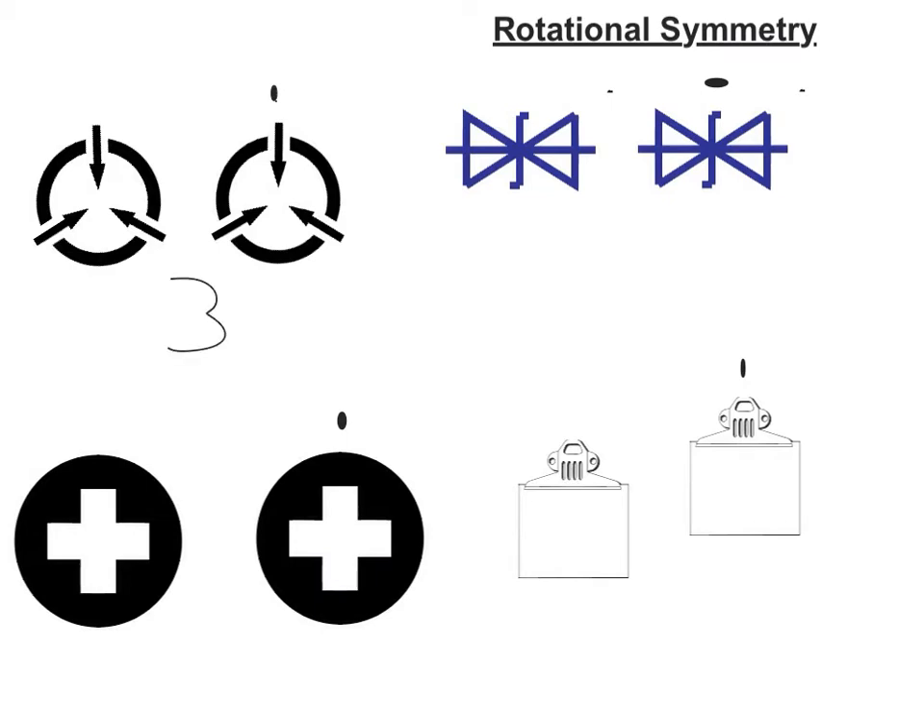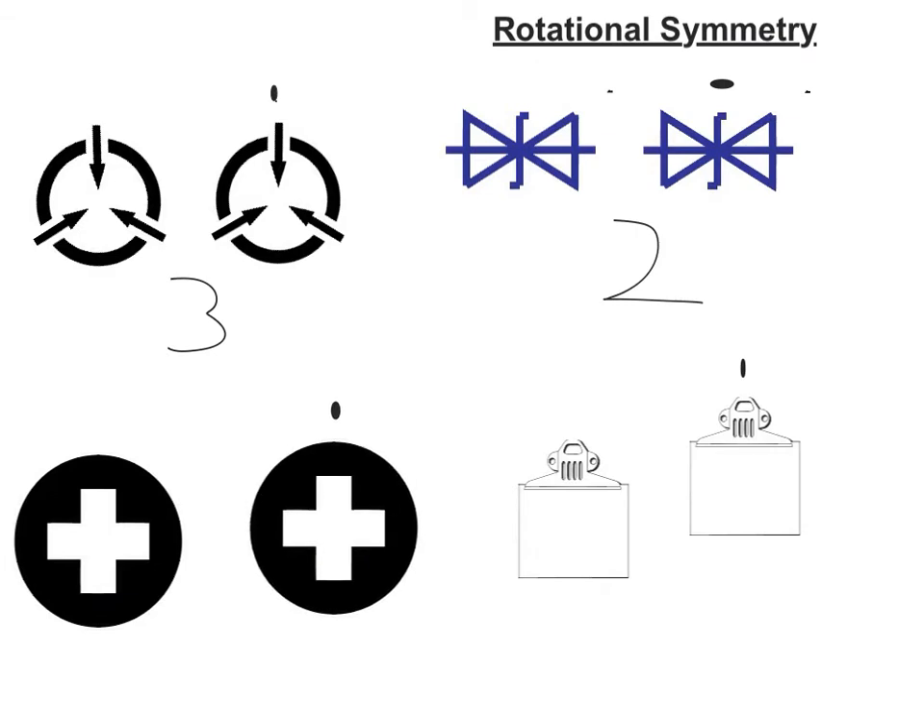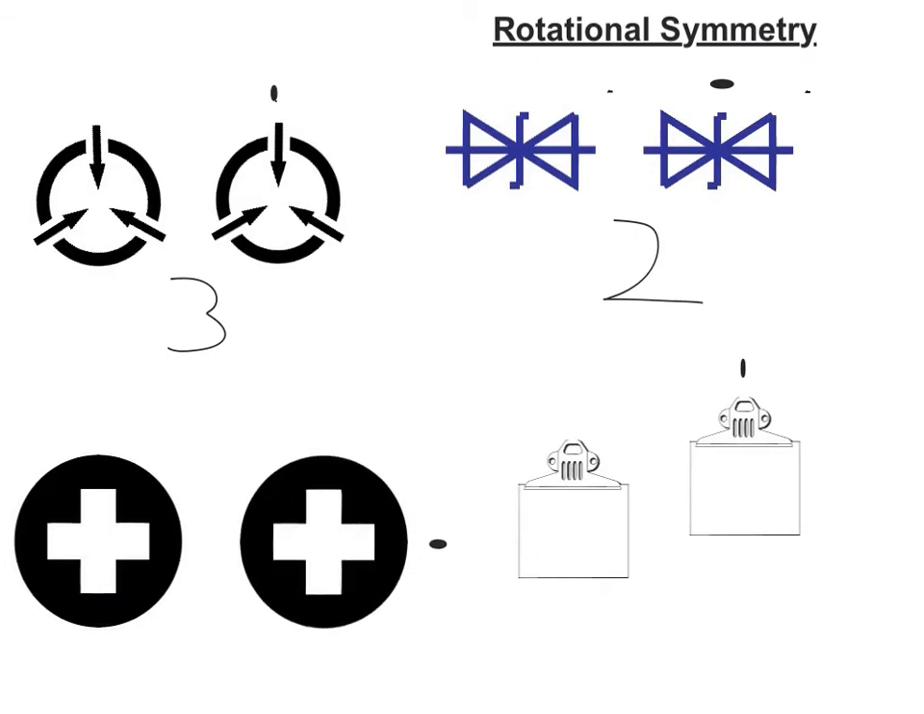Okay, let's look at the blue shape. So we turn it once, looks the same, and we're now back to the start, so twice. So that has order of symmetry 2. Let's look at the cross at the bottom. So let's turn it 1, 2, 3, and back to the start 4. So that has order of symmetry 4.